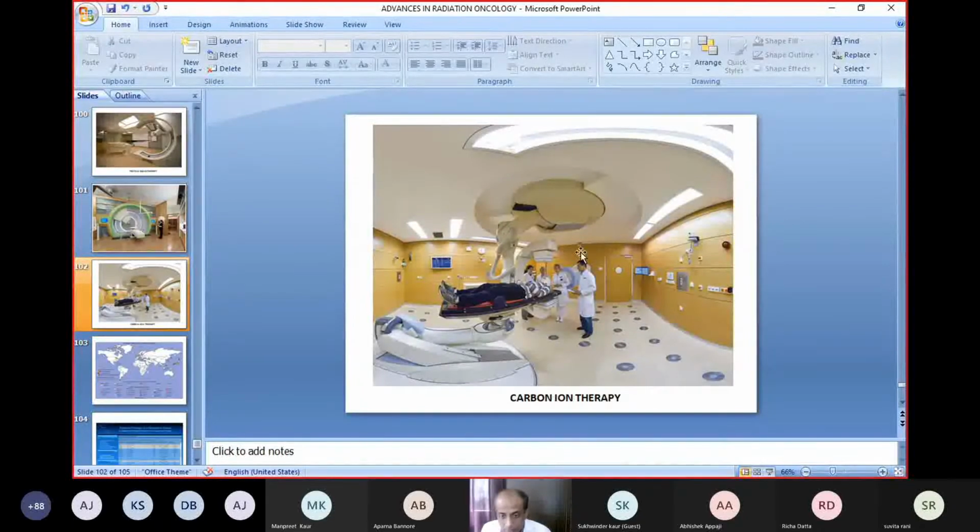And this is the carbon ion therapy. This is not available in India. Hardly a few centers across the world have carbon ion therapy, but we are looking forward to having a carbon ion setup at our center in Mohali in future.